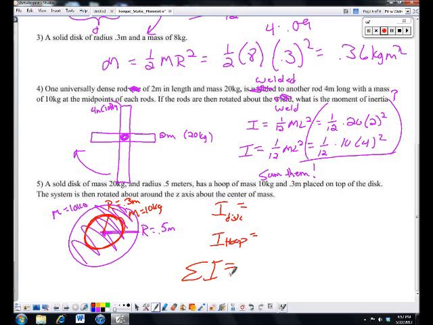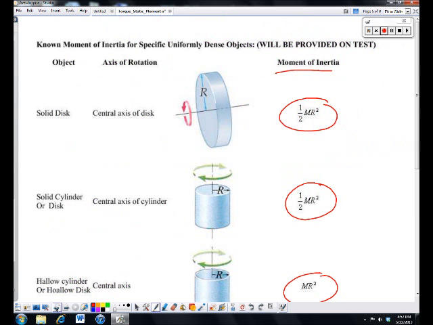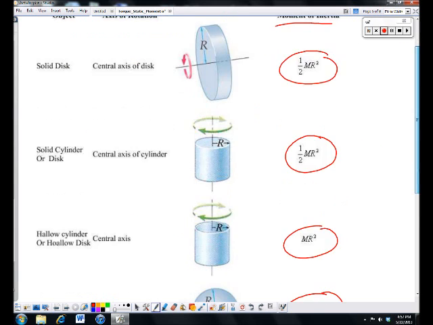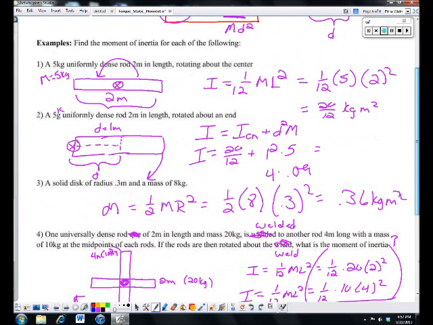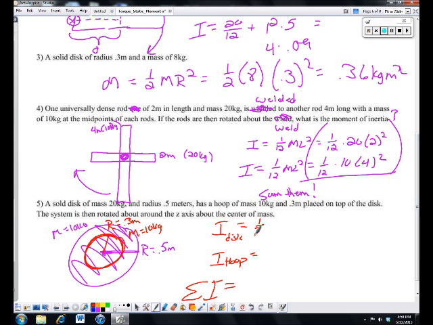So let's go back and find your equation for I of a solid disc. Disc, 1/2 m r squared. Hoop, on the other hand, is m r squared. So I'm going to come down here. Last question, I of a disc, 1/2 m r squared. Our disc is 1/2 of 10 times 0.5 squared. 1/2 squared is 1/4, 1/4 of 10 is 2.5 kilograms meters squared.